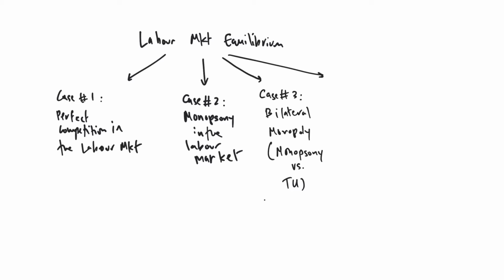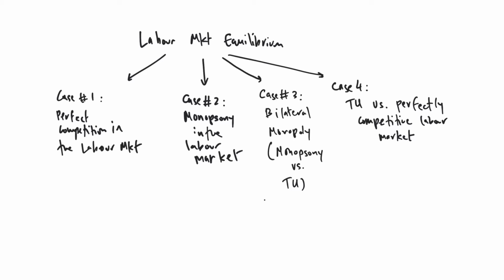And the fourth case, case number 4, is when you have your trade union versus a perfectly competitive labor market. This is where the employers are perfectly competitive, but the workers are acting like a single body, a single unit, and they're trying to negotiate for a higher wage. So we'll have these 4 cases.